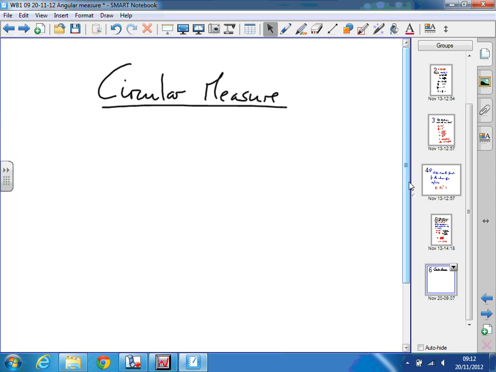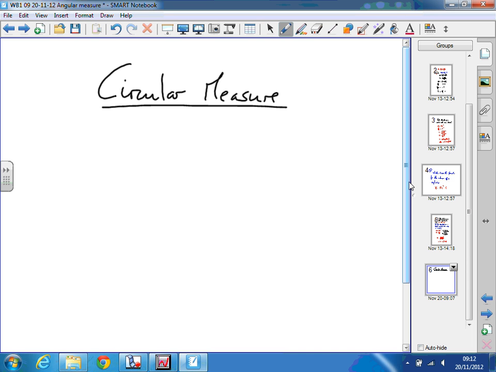Circular measure, we need to talk about the radian measure, how we can use the radian measure to find the area of a sector of a circle and the arc length, so we'll talk about that. How you convert from radians to degrees, and then the relationship of that to angular and linear velocity. So that's the plan.